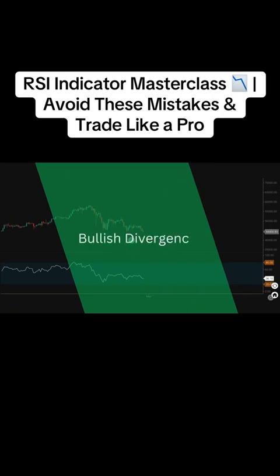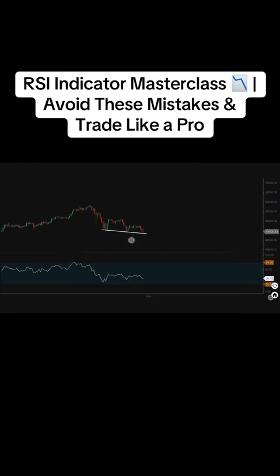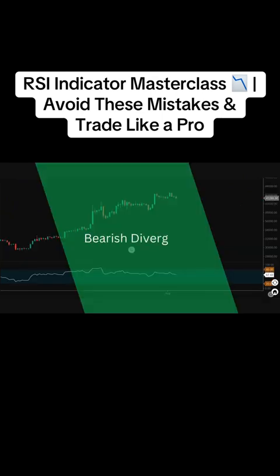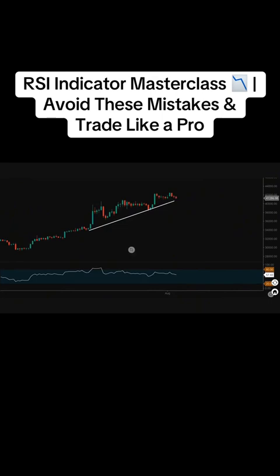First, bullish divergence. This happens when the price makes lower lows, but RSI makes higher lows. This means sellers are pushing the price down, but the strength behind that move is getting weaker. That's a sign the price may reverse upward. Next, bearish divergence. This is when the price makes higher highs, but RSI makes lower highs. Here, the buyers are pushing price up, but RSI is showing that momentum is fading. This can signal a potential drop.